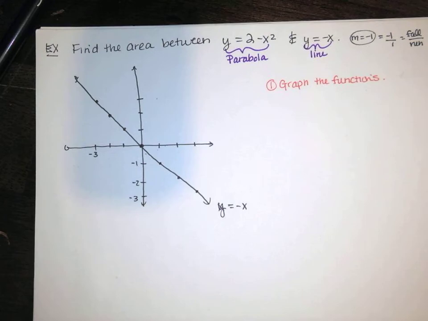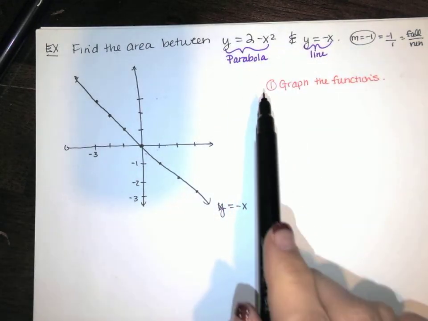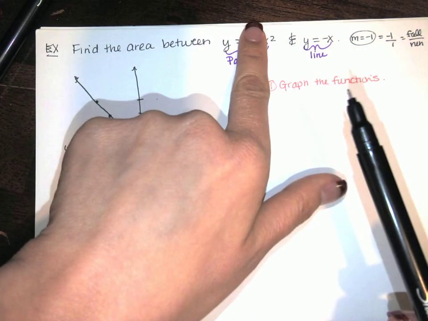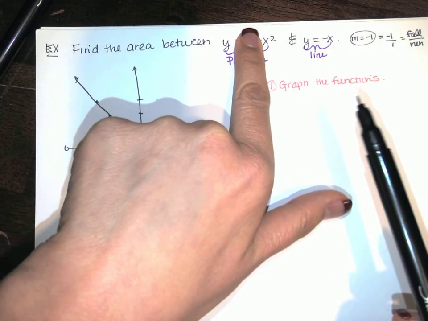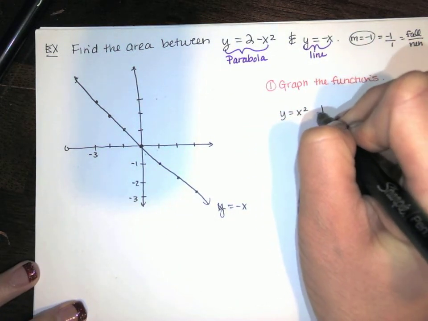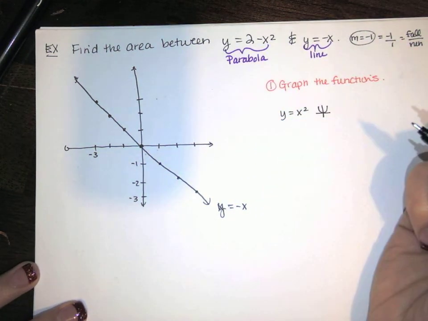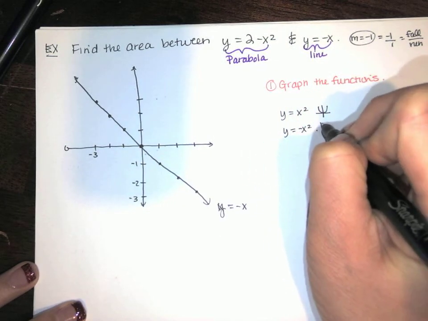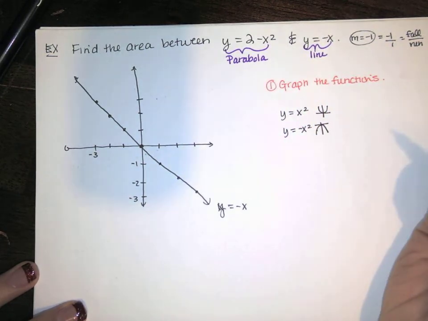Now for the parabola, this one's a little bit harder to draw. But I hope you remember from college algebra or pre-calculus 1 that y equals x squared is just a parabola with its vertex at the origin. So y equals x squared just looks like that. Now if I take that and I multiply by -1, that means you just flip it upside down.